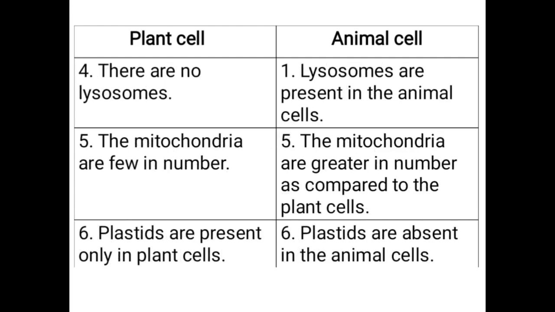There are no lysosomes in plant cells. Lysosomes are present in the animal cells. The mitochondria are few in number in plant cells. The mitochondria are greater in number as compared to the plant cells in animal cells. Plastids are present only in plant cells. Plastids are absent in the animal cells.